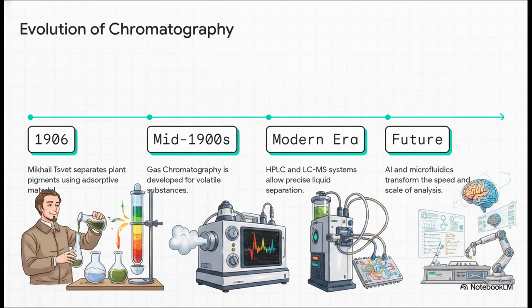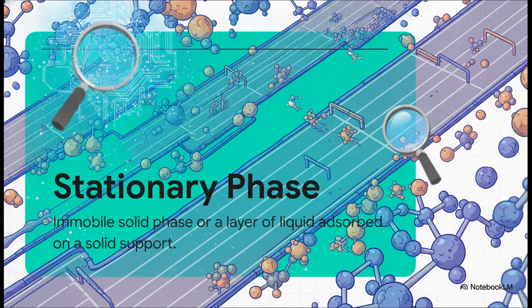Pretty cool, right? From those really simple beginnings, the science just took off, evolving rapidly to gas chromatography in the mid-1900s, to today's highly advanced high-performance liquid chromatography systems, and now it's heading straight toward an AI-driven future. But to really grasp how any of these advanced systems actually work, we've got to zoom way into the micro level. At its core, chromatography is essentially a microscopic molecular racetrack, and it relies on three basic components.